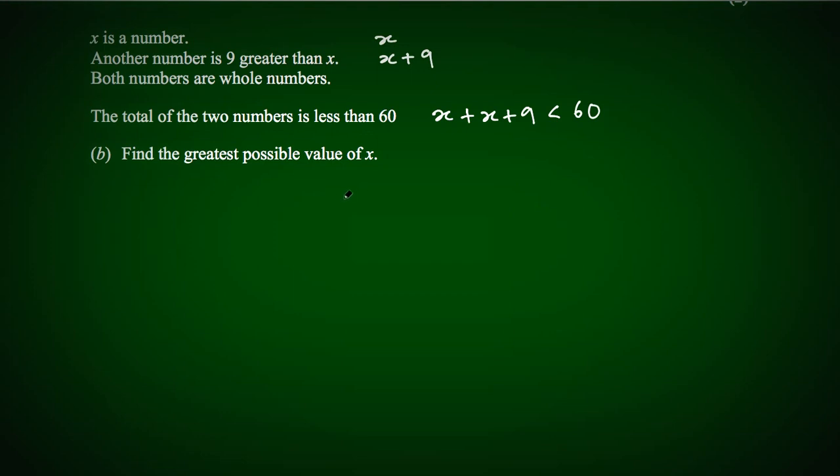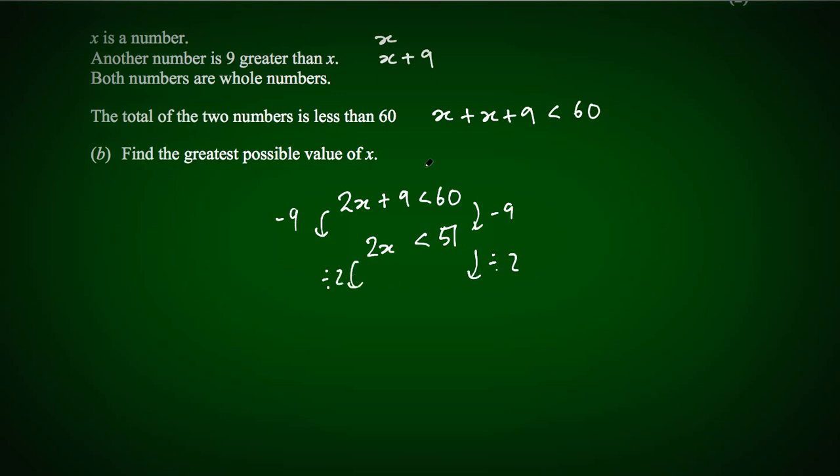We can start solving this as an inequality. 2x plus 9 is less than 60. Subtract 9 from both sides. 2x is less than 51. Divide both sides by 2. So we're solving this just like an equation. x is less than 25.5. x is a whole number, so the greatest possible value of x must be 25.